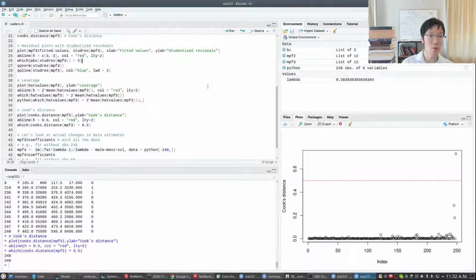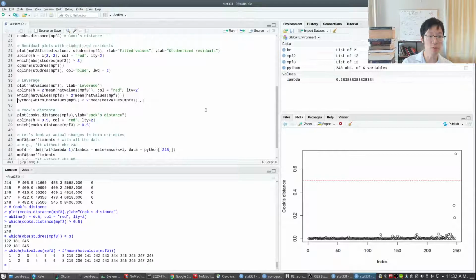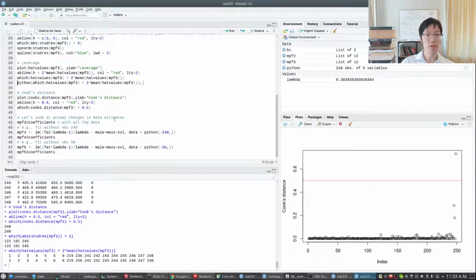Notice which were the outliers, the ones with the largest studentized residuals: these three observations. And then the ones with the highest leverages were these ones. Notice that the one with the highest Cook's distance is not among the three with the highest residuals, but it is among the higher leverage points. So overall, after combining both the residuals and the leverages, it turns out 248 is the most influential on the regression estimates. Okay, so let's also look at the effect in terms of the data.